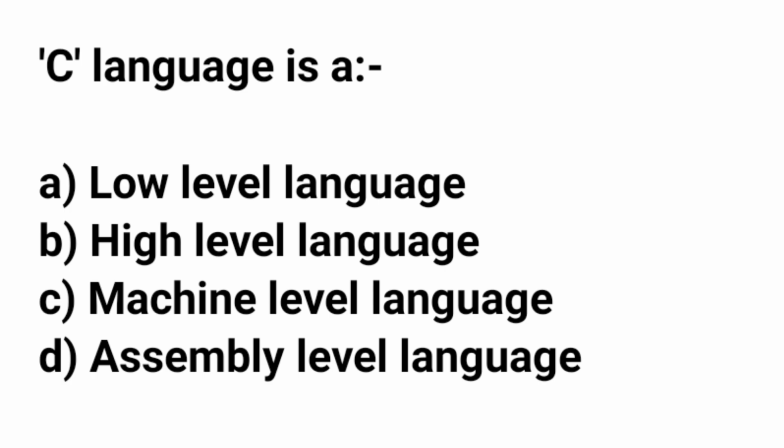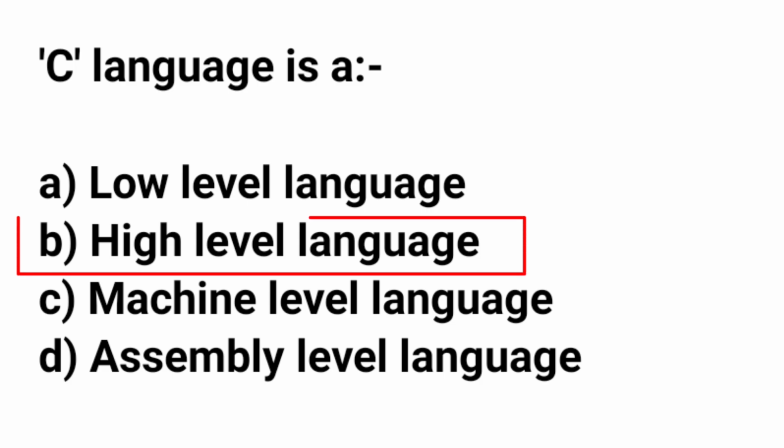C language is a: A. Low-level language. B. High-level language. C. Machine-level language. D. Assembly-level language. Correct answer is B. High-level language.